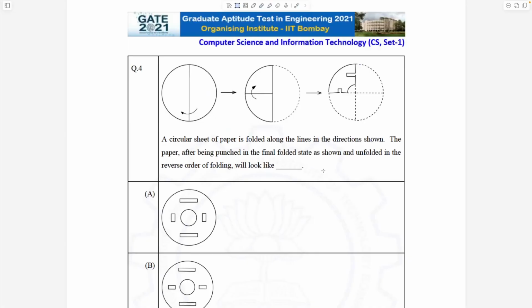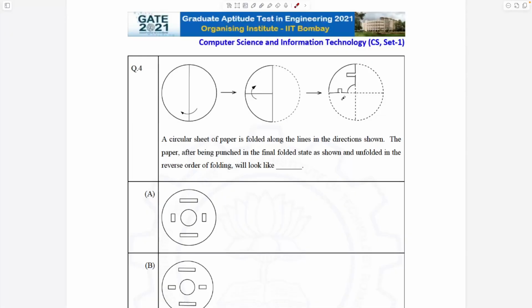The question states that a circular sheet of paper is folded along the lines in the directions shown. The paper, after being punched in the final folded state as shown, so basically these cuts are being made in the paper. First this paper is folded along this line, and then it is folded along this line, and we get to this part, and then these cuts are made. After being punched in the final folded state as shown and unfolded in the reverse order of the folding, what will it look like? So after opening it, what will it look like?